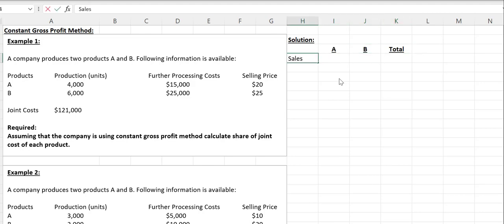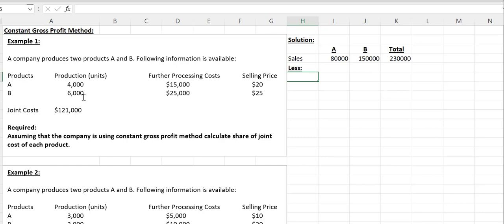So let us first write down the sales values of each of these two products and in total. Each unit will be sold for $20. I'm talking about product A, and the total number of units produced are 4,000. Similarly, product B will be sold for $25 and the total number of units are 6,000, and the total sales revenue of the two products will be $230,000.